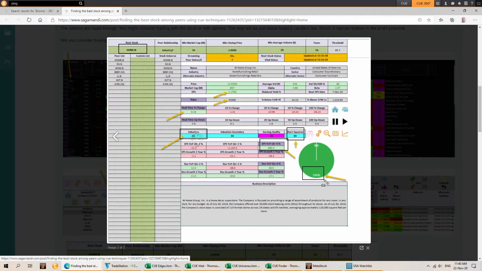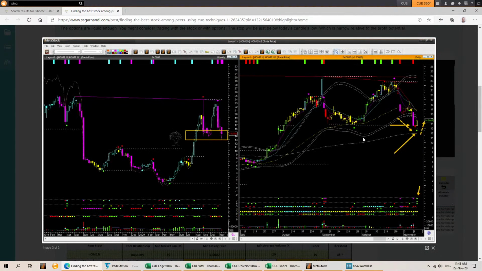On the day I shared it, 100% of the 7 peer stocks were up. So the industry was up in itself. And this is how the HOME chart looked. In the weekly, it dropped sharply and stabilized at the place where you could see multiple lower tail candles.